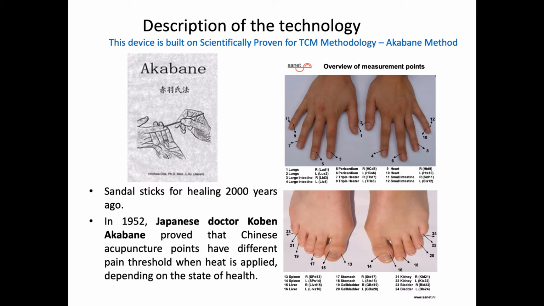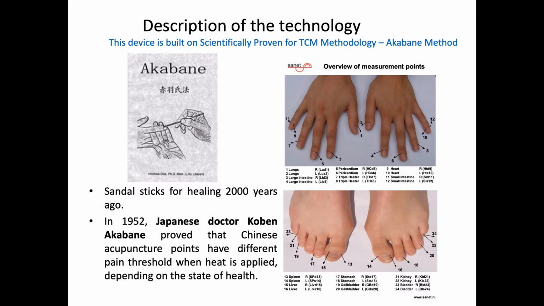At each point, the number of heat passes is counted until the first pain feeling. If the number of heat passes was lower than the average for all the channels, it proved the hyperactivity of the channel and its corresponding organ. On the other hand, when the number of heat passes was higher, it represented the inactivity of the channel and its corresponding organ. This test was re-described by the Japanese Dr. Koban Akabane in 1952. Since then, the test has carried his name.